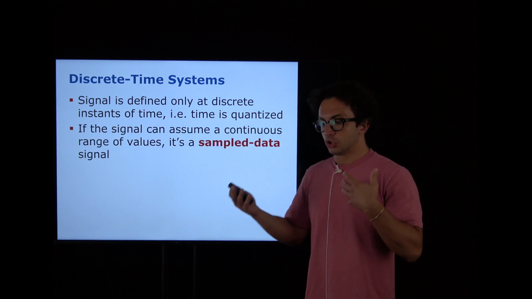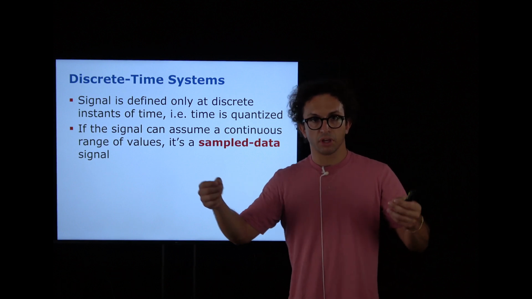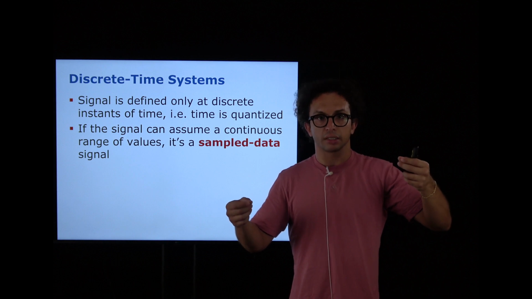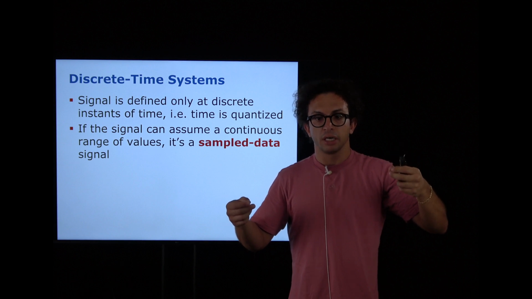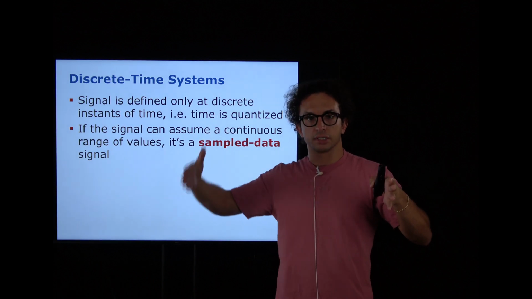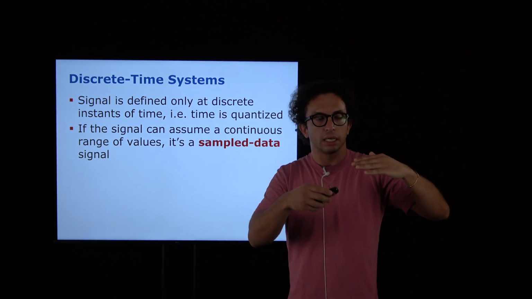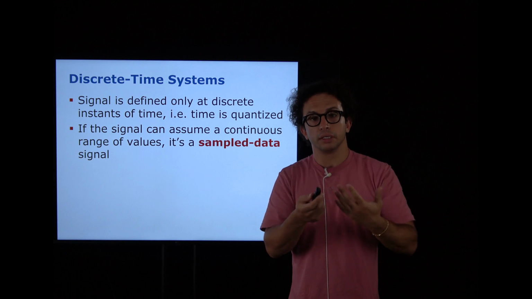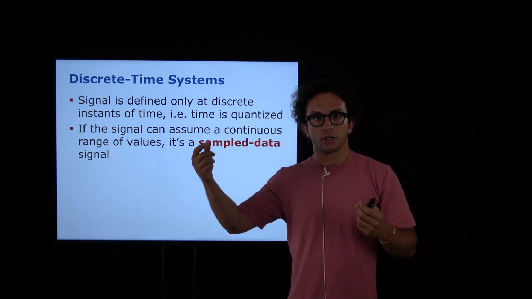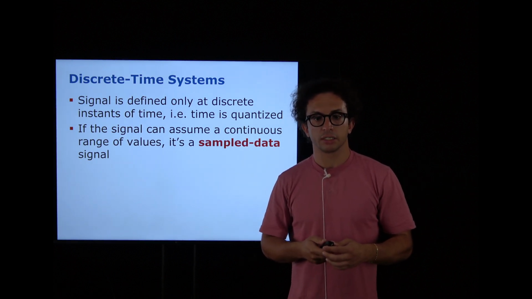Now, there are two things. One is the time, and one is the values that the thing we are looking at can have. And the time is quantized, so we can look only at discrete instances of time. But what about the values? Because the values could actually be continuous. It could be the case that there's no limitation on the values that the value we're measuring can assume.